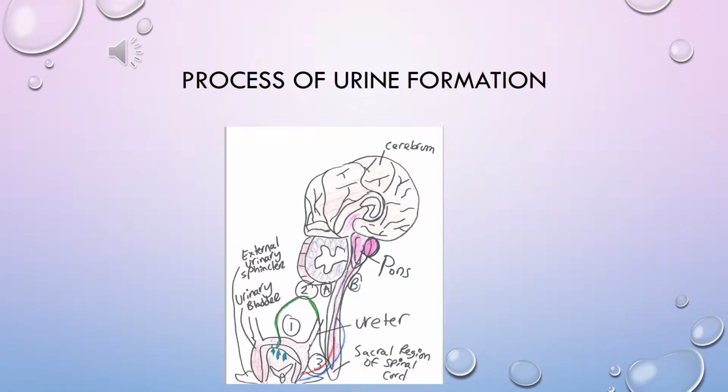Here's a picture of the external urinary sphincter, the urinary bladder, the ureter, the sacral region of the spinal cord, and the pons. Also at the top is the cerebrum, which is the one that starts it because it sends signals down to the spinal cord and activates the contraction of the bladder.